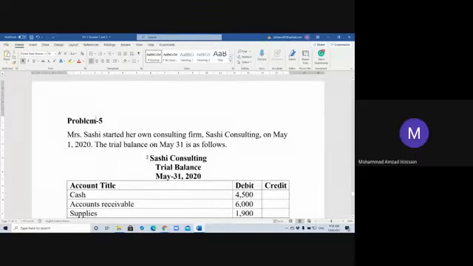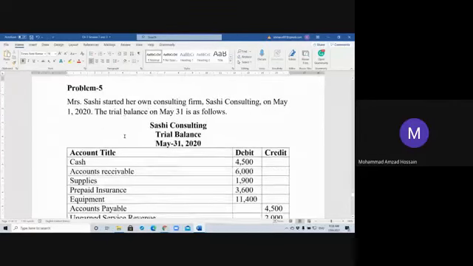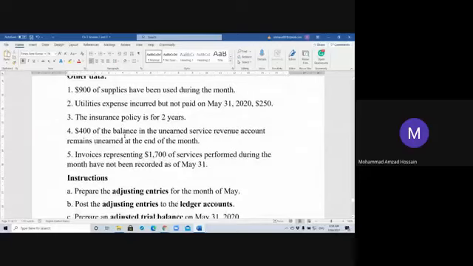Mrs. Shashi started her problem 5. Okay, I'm going to discuss about problem 5 and you will do it by yourself now. Okay.